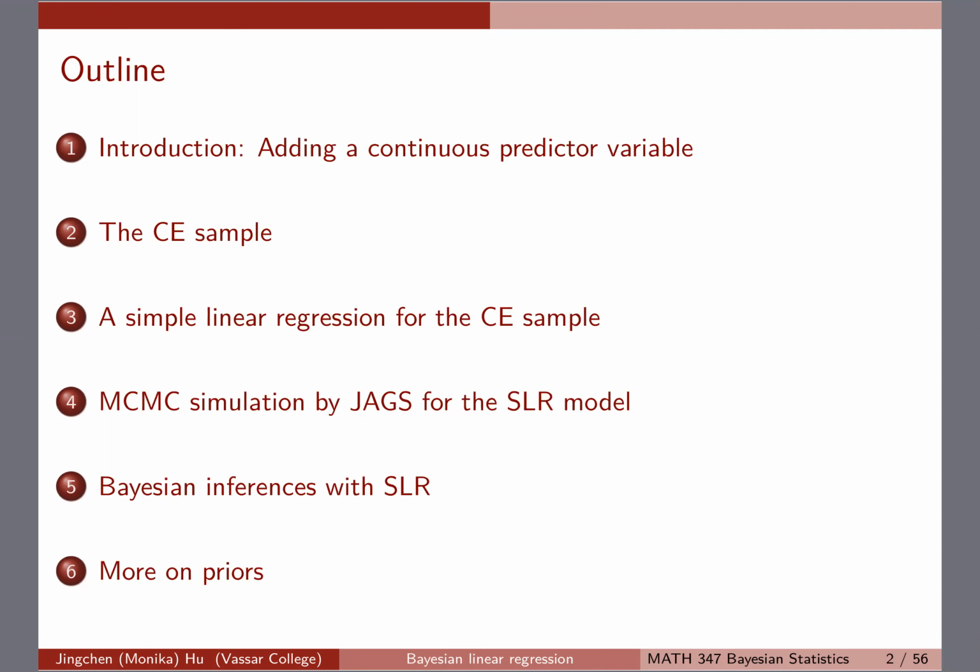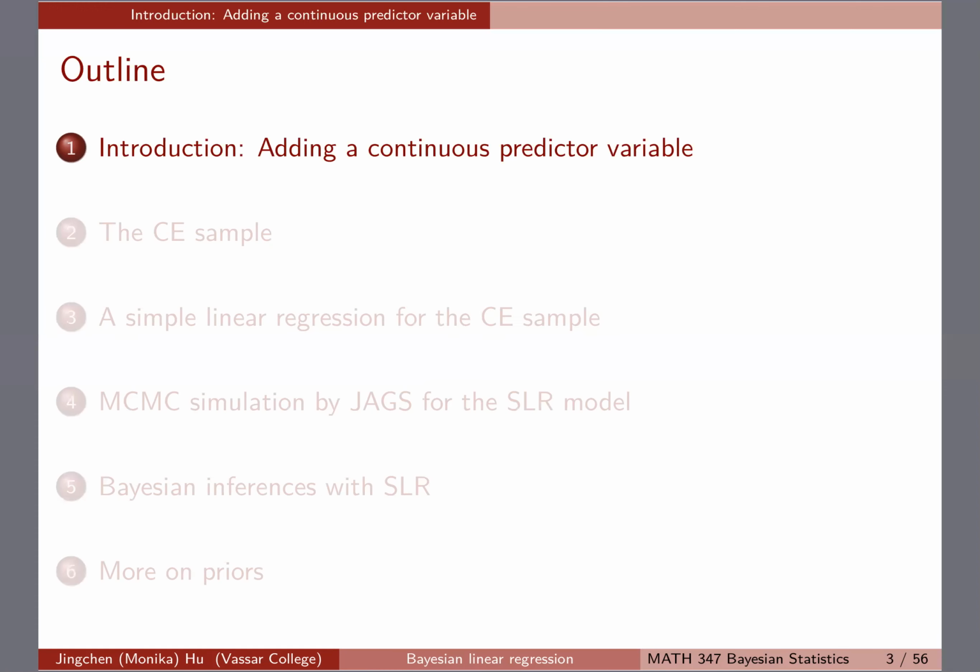Linear regression itself is still based very much on the normal model, okay? But then we're trying to add a continuous predictor variable, when you have a predictor that is continuous. Later you can also do binary or categorical predictor variables as you see fit.